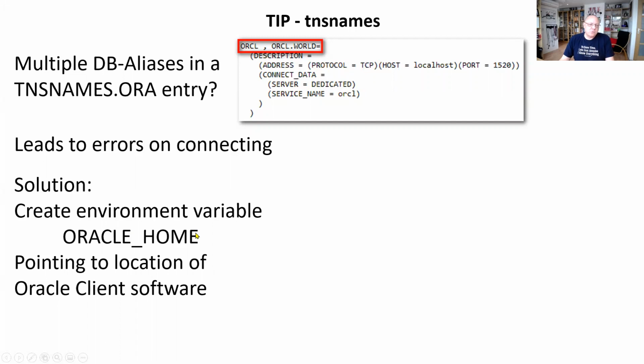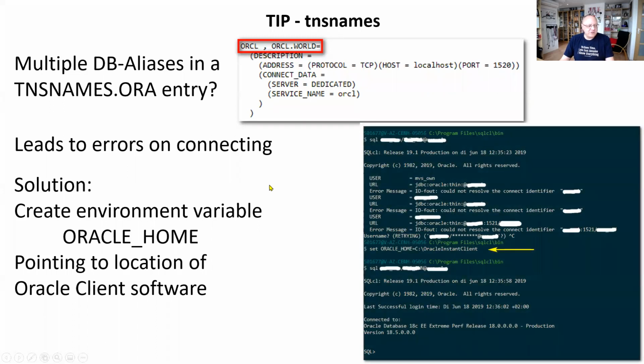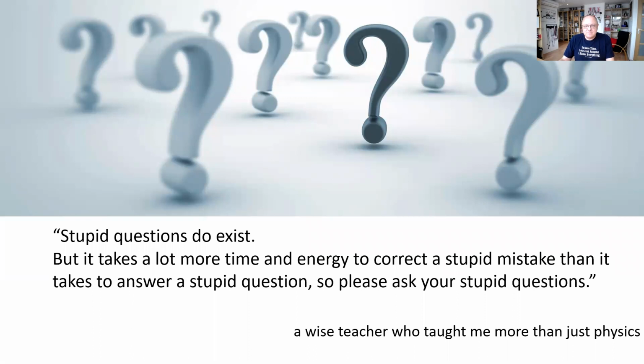The other way to fix it, of course, is to split these entries in your tnsnames.ora into two separate entries. But usually you don't control these tnsnames. So this is the other solution. The screenshot here, have a look at it afterwards. Then you can see that setting this environment variable fixes it. Okay, that was the last tip. Then I think I ran over time, but I'm ready for questions.